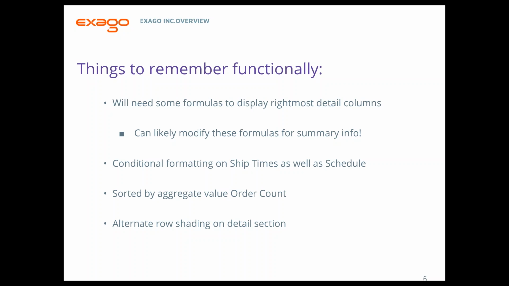Functionally, we've got some other things to keep in mind. We're going to need formulas to display both of the rightmost detail columns as well as everything displayed in the headers. Additionally, and this is something that you tend to pick up the more you use Exago, but based on the contextually aware nature of our formulas, you often can display summary information for different groupings by either copying the same formula or just modifying it slightly.